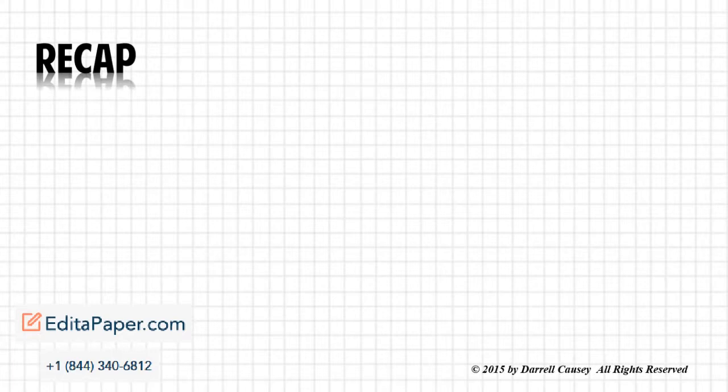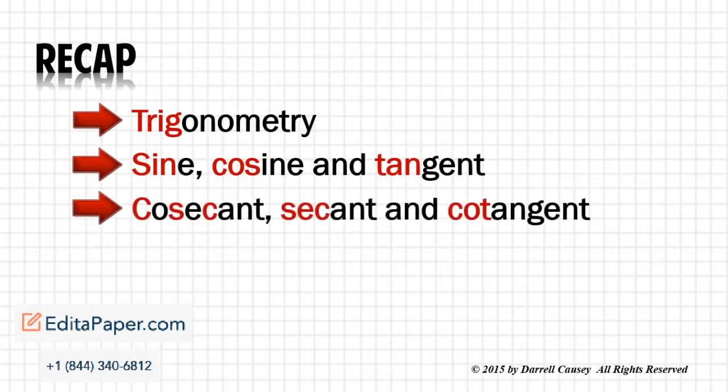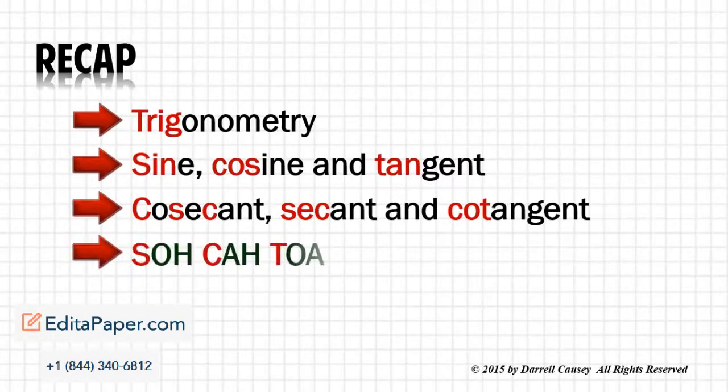All right, let's recap. We talked about trigonometry, sine, cosine, and tangent. We then looked at cosecant, secant, and cotangent. And we want to make sure we know SOHCAHTOA.